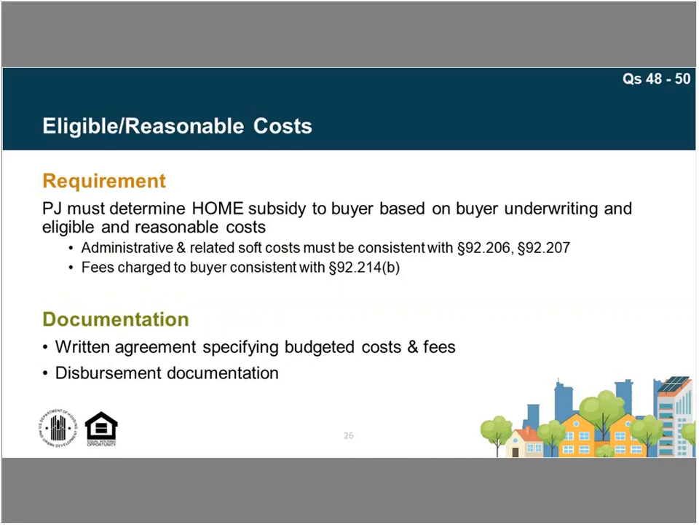Eligible and reasonable costs. Obviously, the costs that we're talking about primarily here are acquisition costs. That's what the down payment assistance is for, or the financing is for. But it also may get into other soft costs and administrative costs and project delivery costs, and all of these need to be eligible under the HOME rules. Most of the eligible costs are in 92.206. Project delivery costs are talked about in 92.207. And as I mentioned before, the fees charged to the buyer must be compliant with the rule.